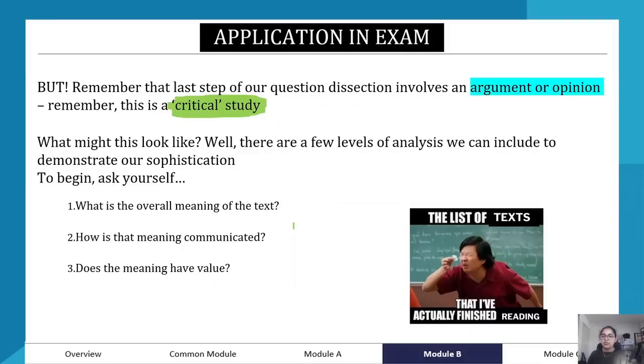But think about these 3 questions if you don't have that established yet. Firstly, what is the overall meaning of the text? Secondly, how is that meaning communicated? And thirdly, does that meaning have value? Is there anything that we as readers can take away from that? So let's have a look.